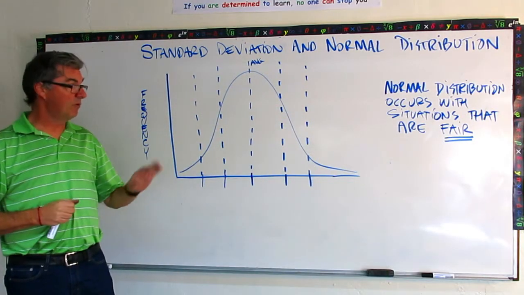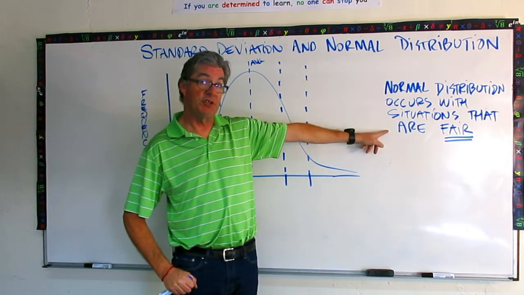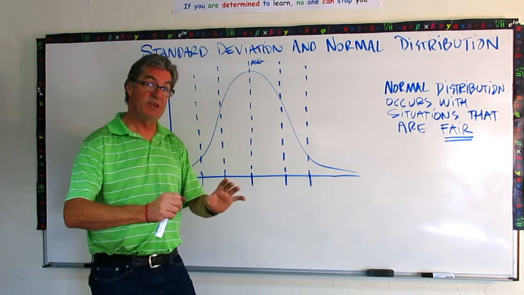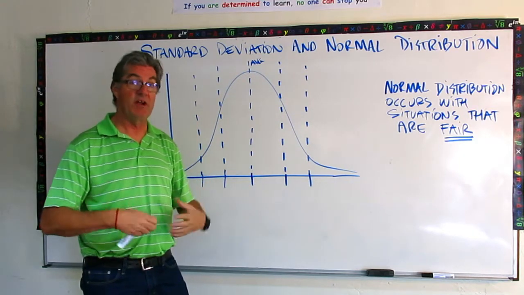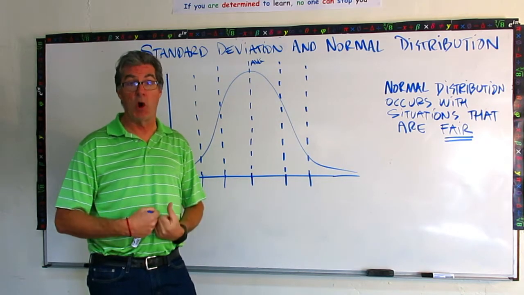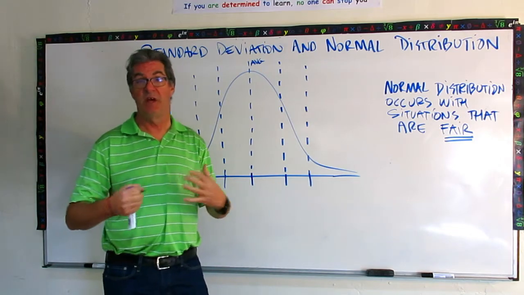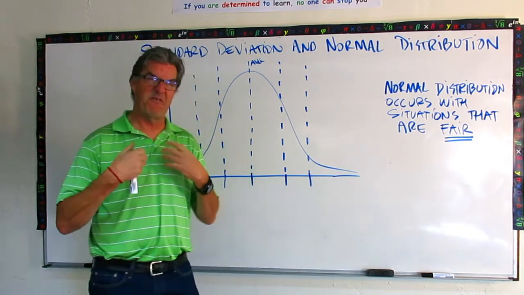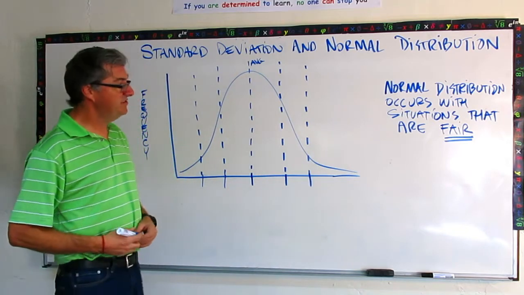One last point before we move on to this graph. Normal distributions occur with situations that are fair. So if you roll a die, flip a coin, all those kinds of things, you graph that data, you should get a normal distribution. So we can use the normal distribution to evaluate situations to try to figure out if they are indeed fair or not. Okay, so let's take a look.